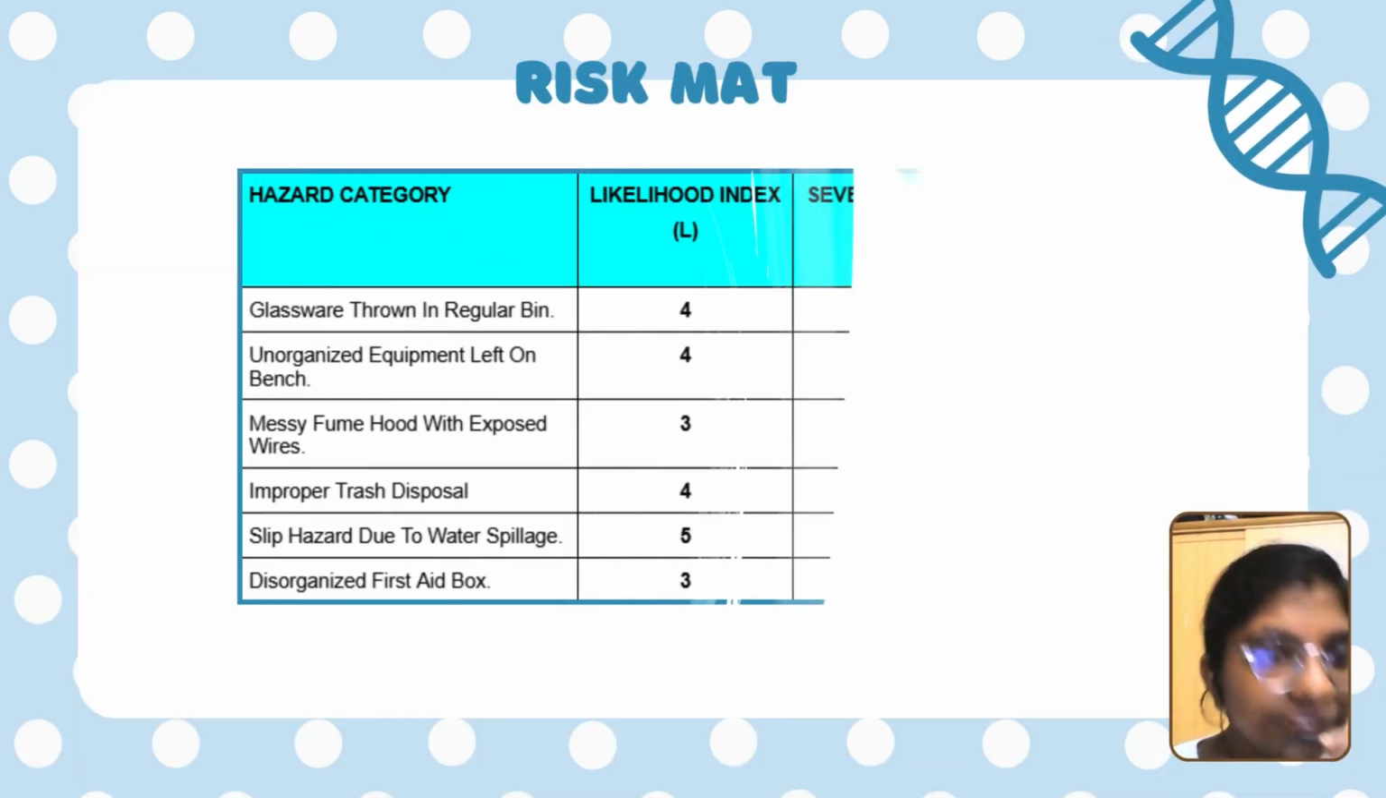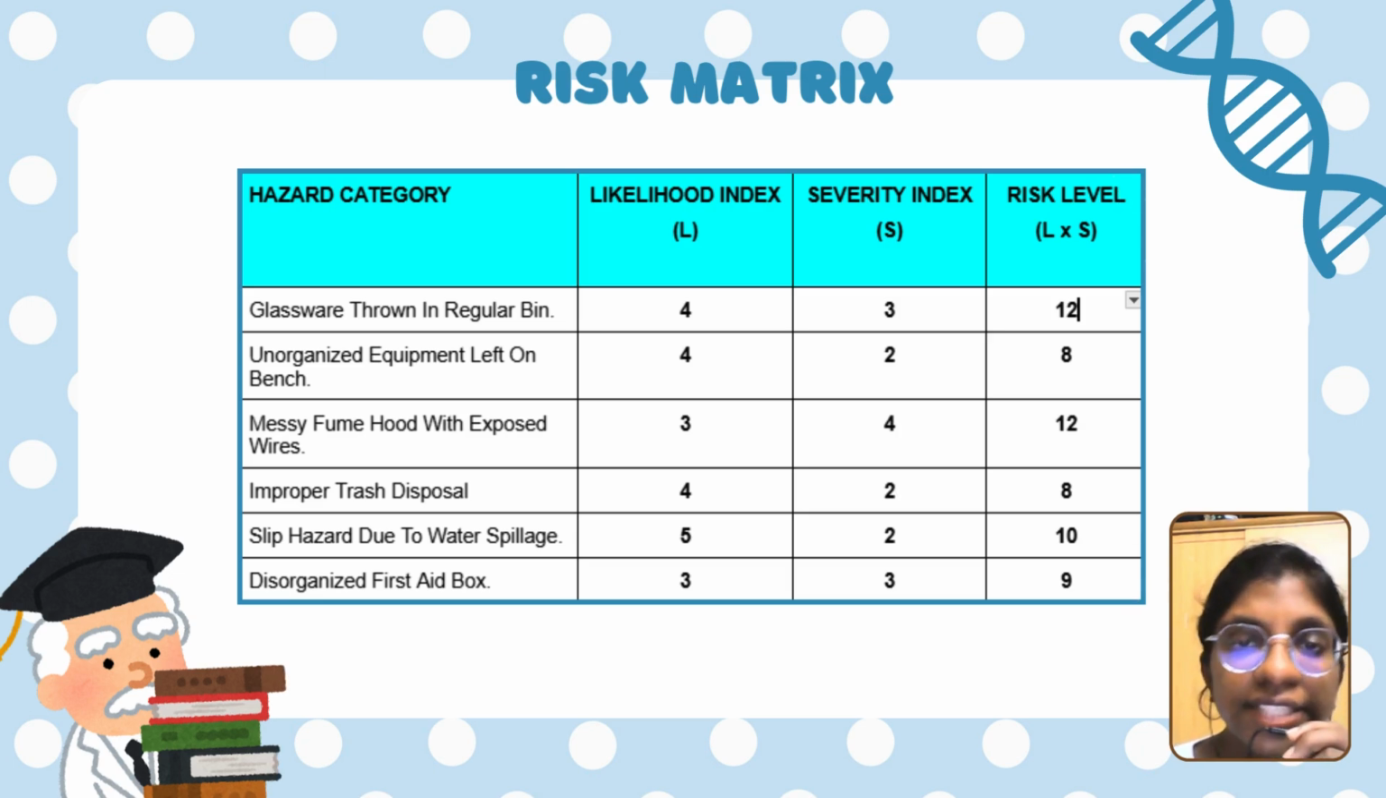Good afternoon everyone. Today I'll be presenting the risk assessment of various assets in Chemistry Final Year Lab 6 using a risk matrix. This matrix helps us evaluate and prioritize risks based on their likelihood and potential impact. We use two key factors. First one, the likelihood index, L, and the second one, the severity index, S. By multiplying these two factors, we determine the risk level, which helps us prioritize which assets need immediate attention.